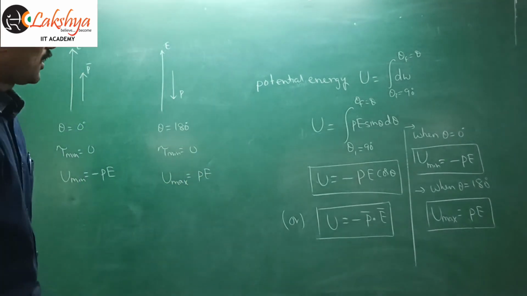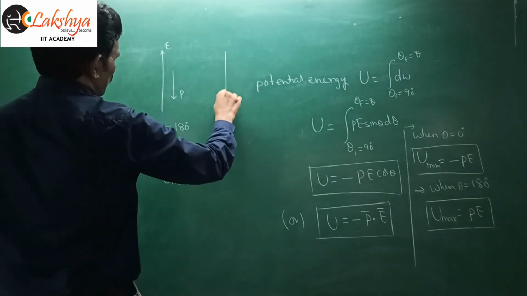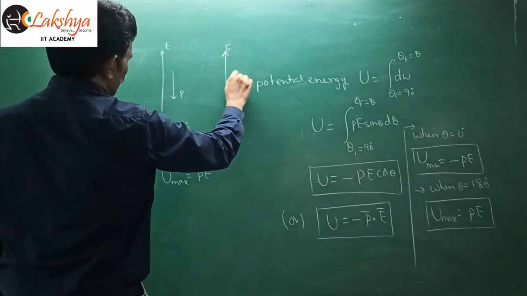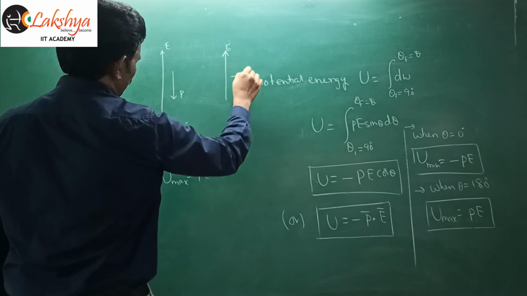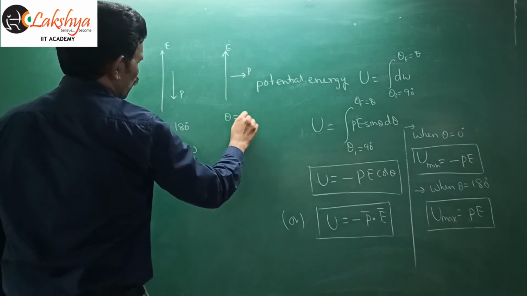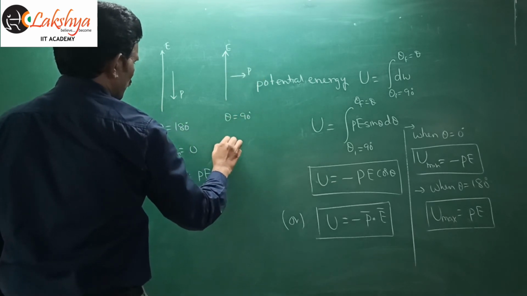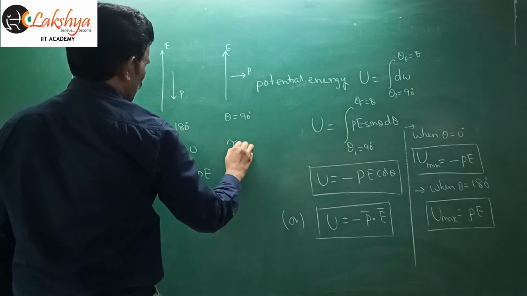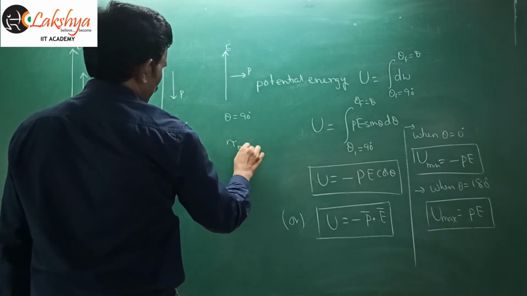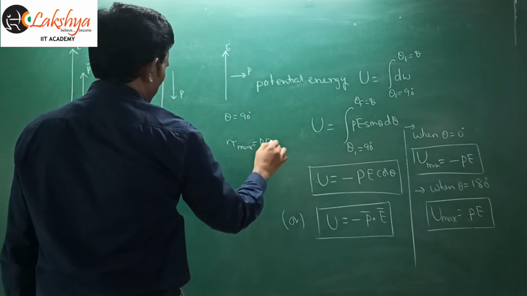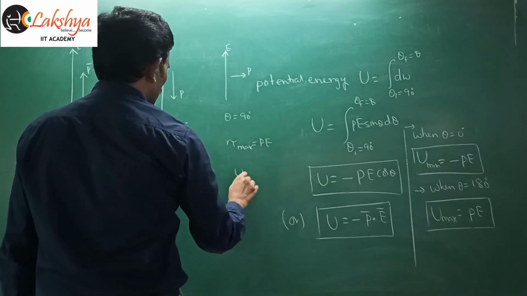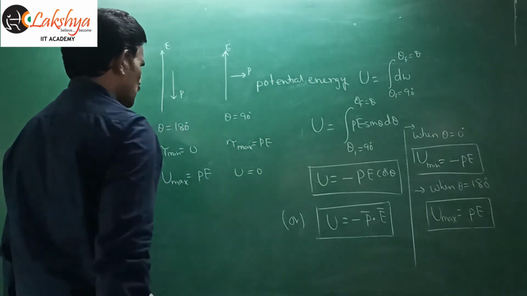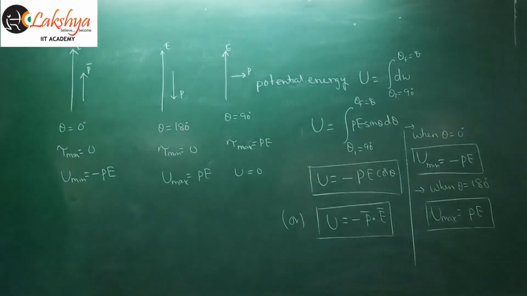Now suppose they are perpendicular to each other, E bar is perpendicular to P bar, then the theta value will be 90 degrees, and the torque is maximum here, which is PE, and the U value will be 0. Because it is not a maximum or minimum, it's a reference point actually.